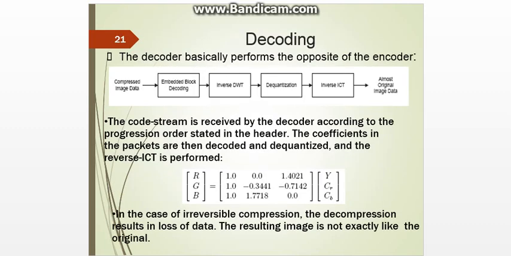Now, in case of the decoding, as we have already discussed, which is the opposite of that of the encoder, the code stream is received by the decoder according to the progression order stated in the header. The coefficients in the packets are then decoded and dequantized, and the reverse ICT is performed. In case of the irreversible compression, the decompression results in the loss of data. The resulting image is not exactly like the original.